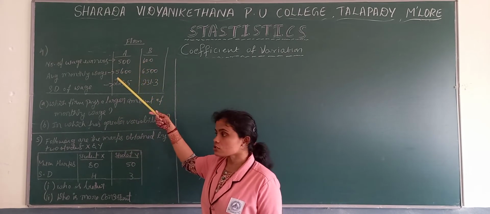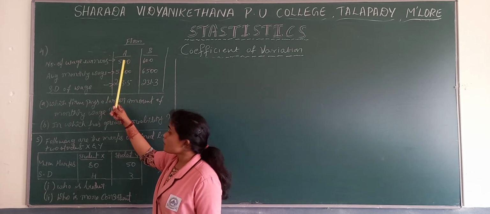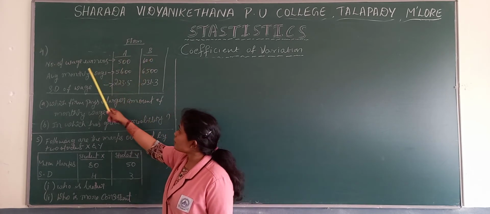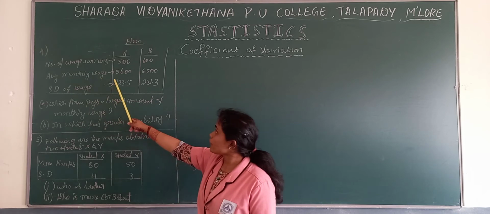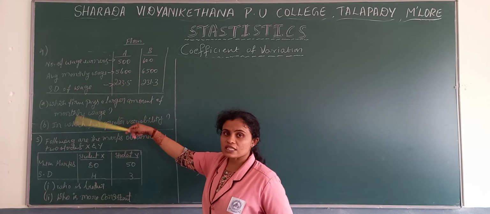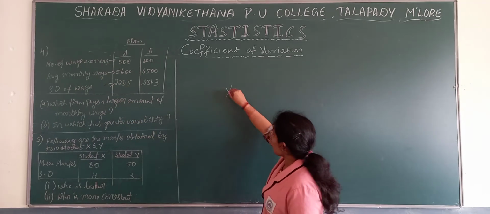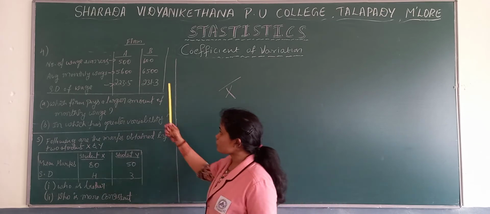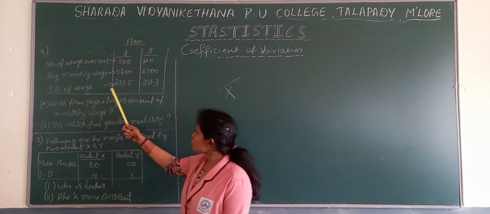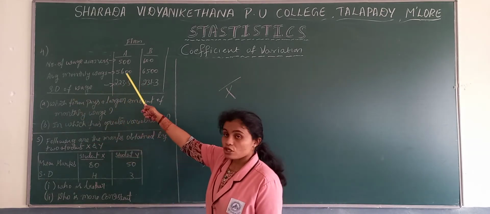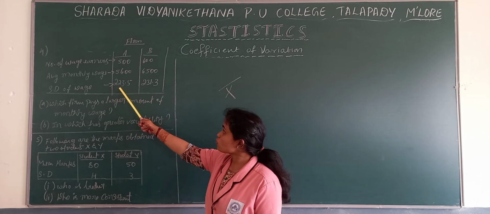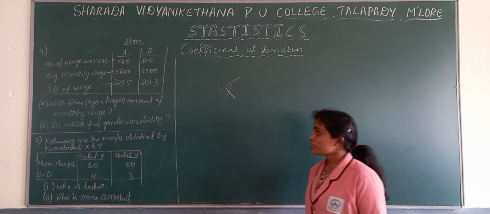Wage earners means they are nothing but employees, 500 and 600. Then average monthly wage, that is nothing but your mean. Then standard deviation of wage. Standard deviation of these wages is 223 and 231, as given.